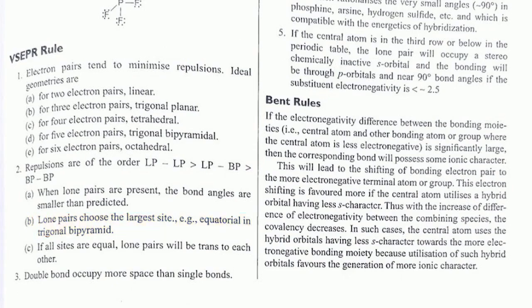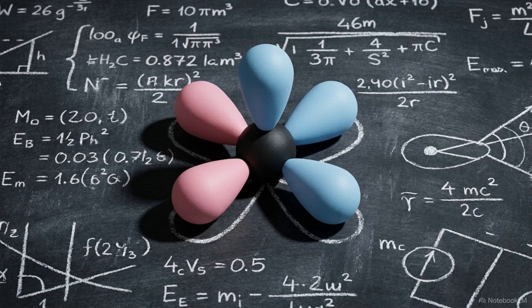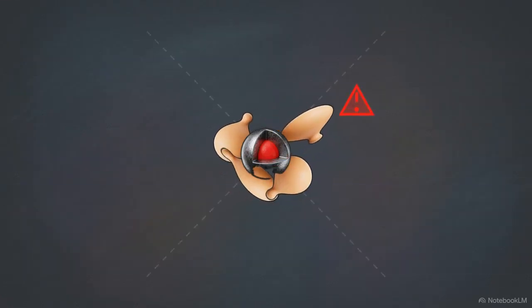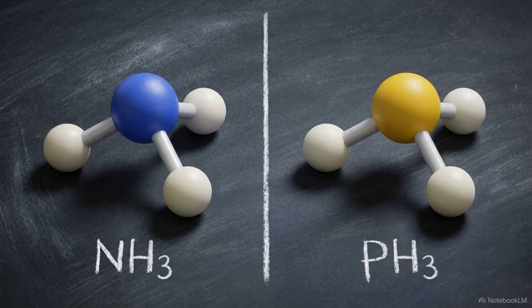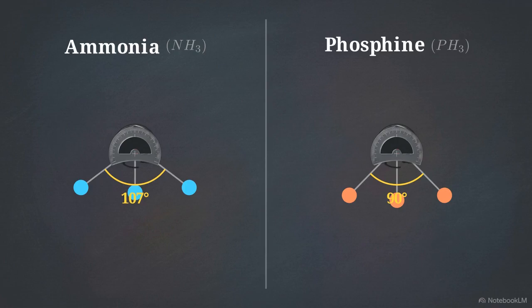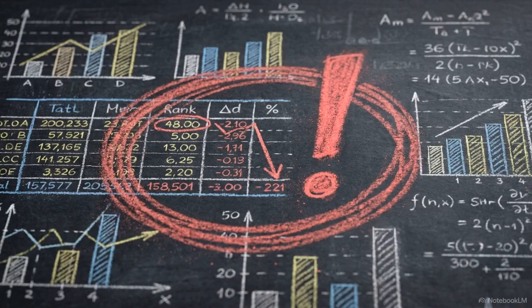strain. Hybridization is a highly effective tool for building three-dimensional molecular models, yet it operates on an assumption of perfect, uninhibited orbital mixing, an ideal scenario that actual atoms frequently reject. Take ammonia and phosphine. Both have a central atom with 5 valence electrons, 3 hydrogen bonds, and 1 lone pair. Both have a steric number of 4. Yet ammonia has a bond angle of 107 degrees, while phosphine sits at a rigid 90 degrees.